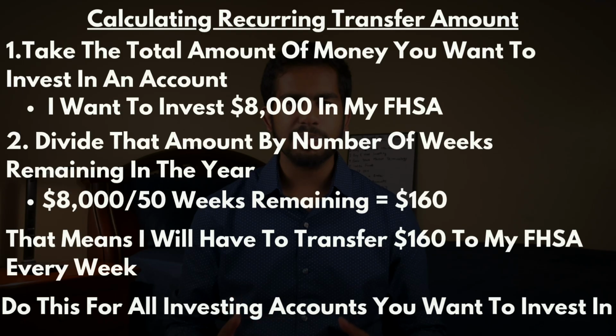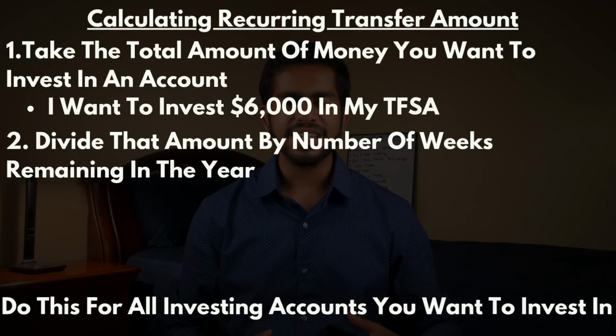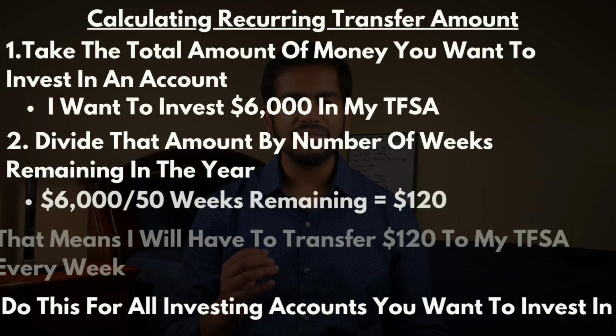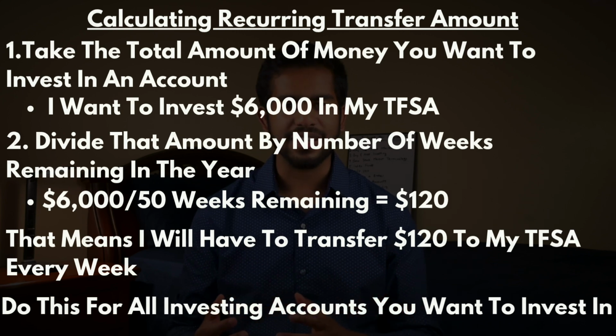You also want to do the same process for each of the other investing accounts you want to invest in. I know I use Canadian investing accounts in this example, but it's going to work regardless of the country you're in. For my TFSA, I'm going to invest $6,000 each year. I divide that by 50 weeks to get $120. So I will set up a recurring transfer of $120 from my checking account to my TFSA. You should be able to do this on most online stockbrokers. I'm going to show you an example of how to do this on Wealthsimple. It's super easy and it's very similar regardless of the platform you're using.